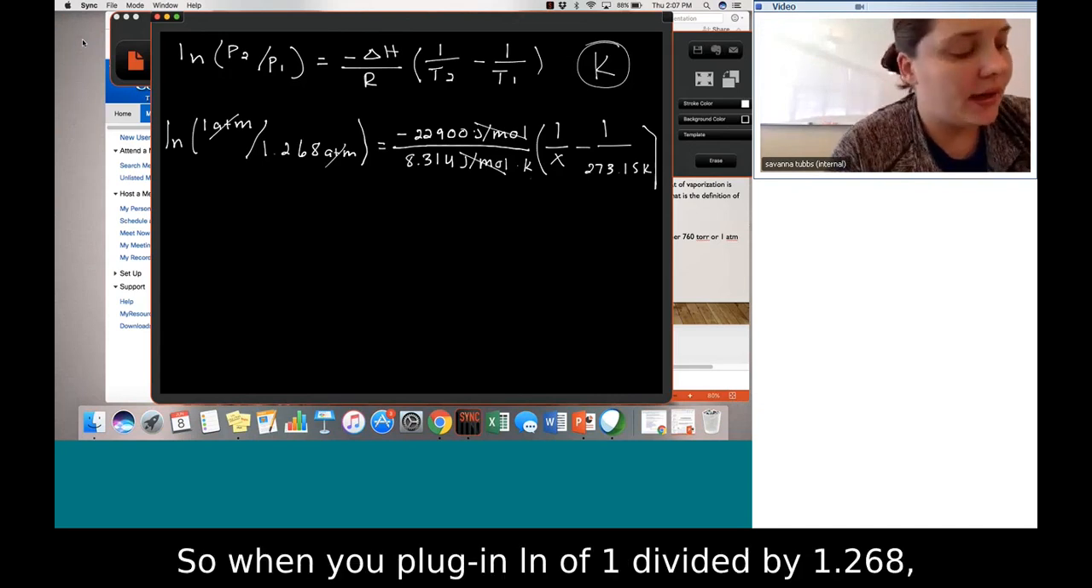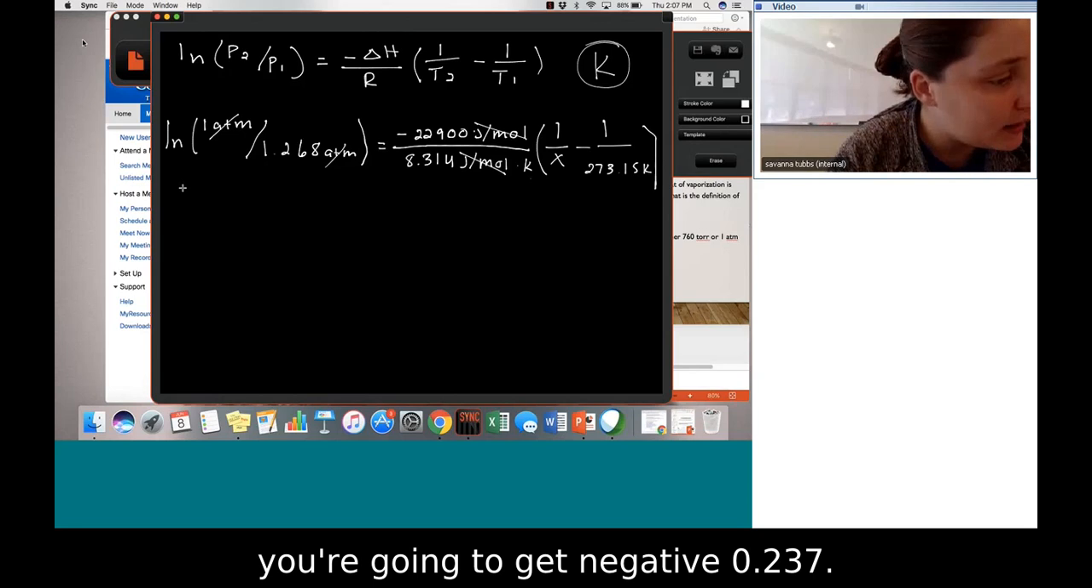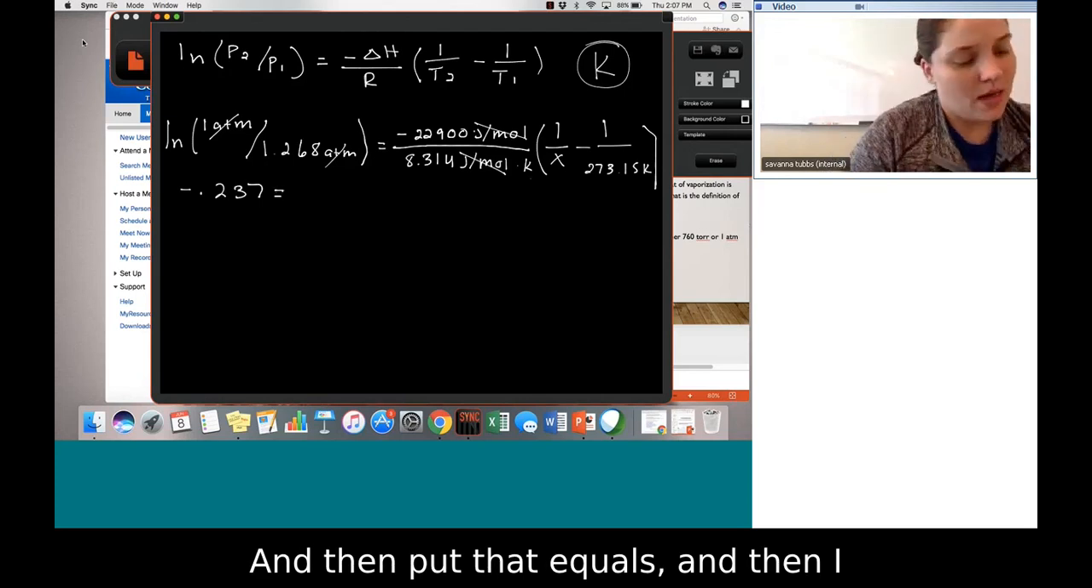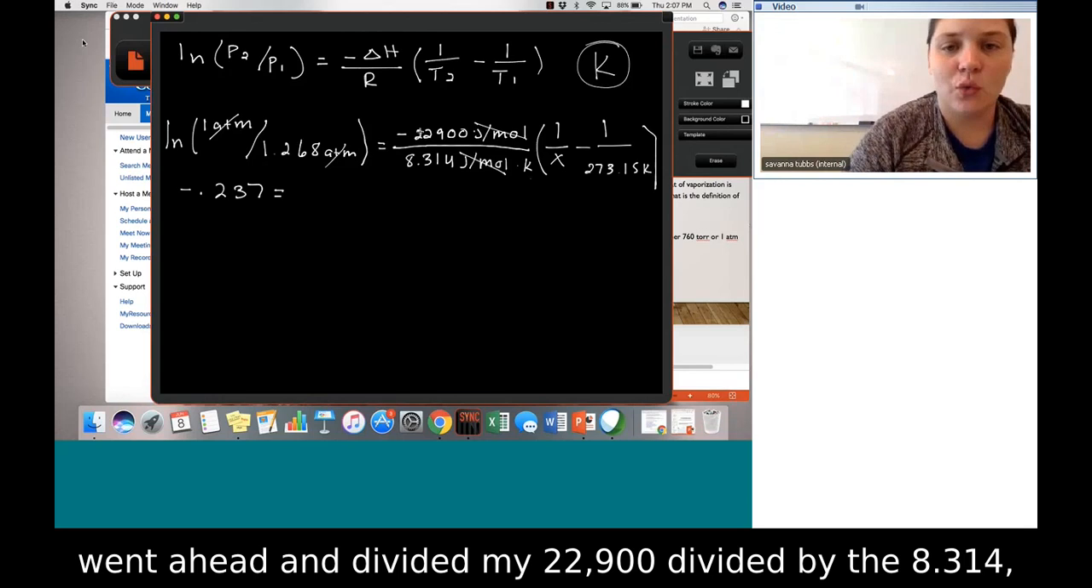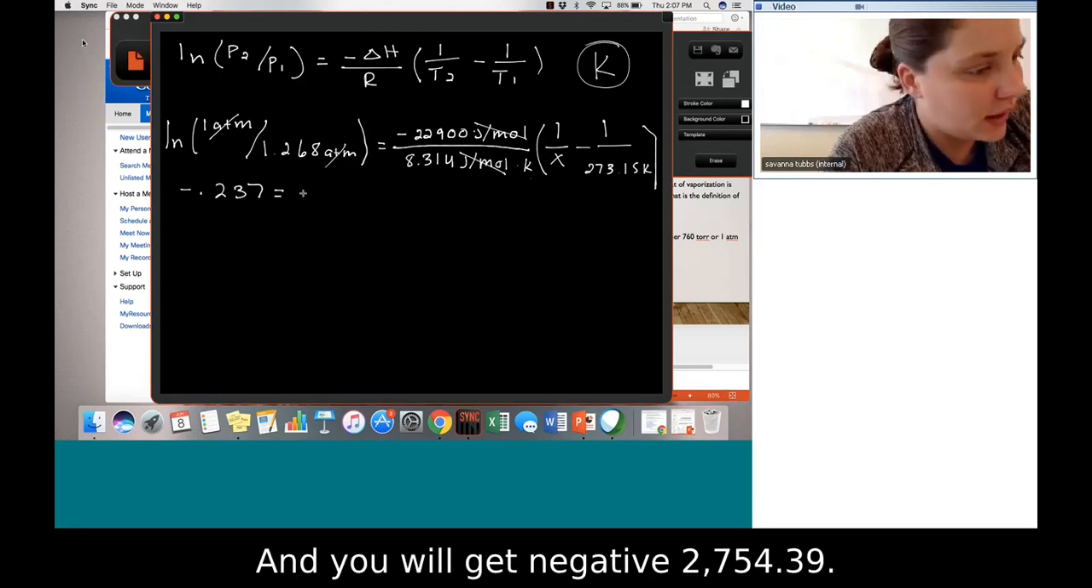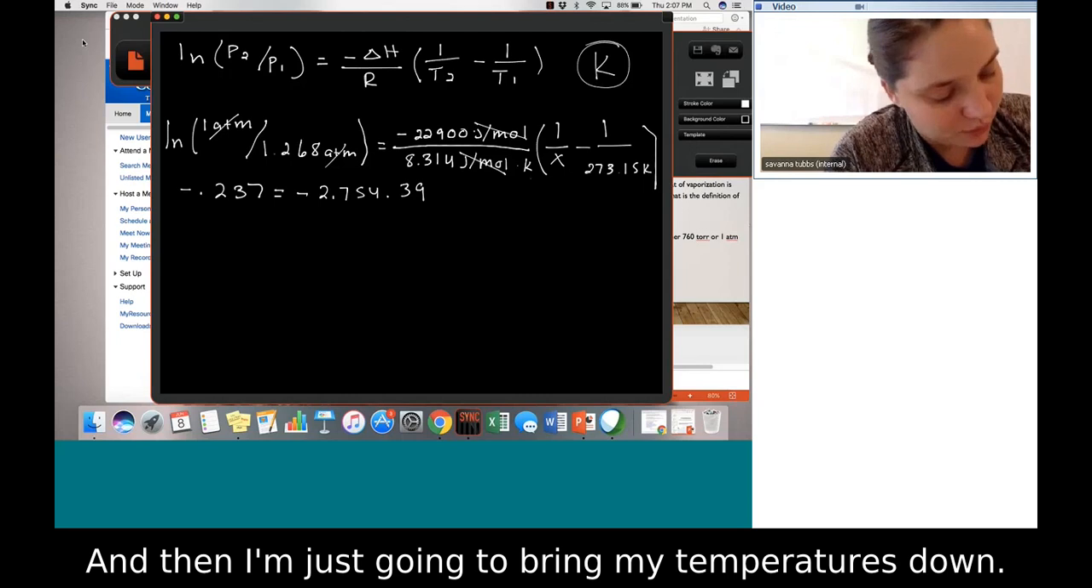So when you plug in ln of 1 divided by 1.268, you're going to get negative 0.237. And I'm going to put that equal. And then I divided 22,900 by 8.314, keeping in mind that it's negative, and you will get negative 2,754.39. And then I'm just going to bring my temperatures down.